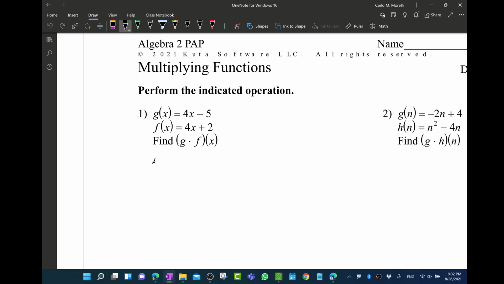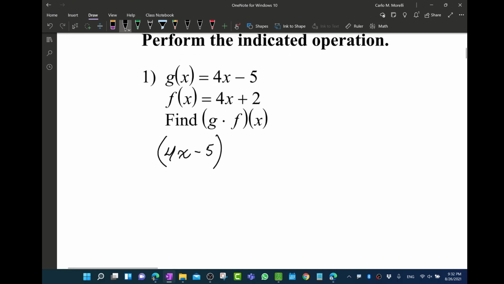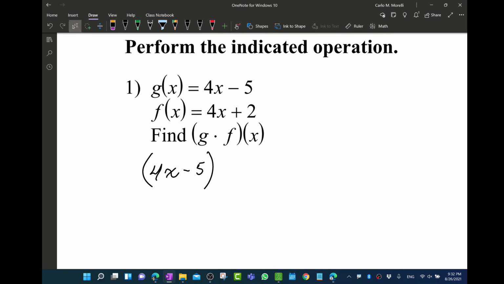So we write 4x minus 5 in parentheses. And that's going to be multiplied by 4x plus 2. Now remember, FOIL is first, outer, inner, last.